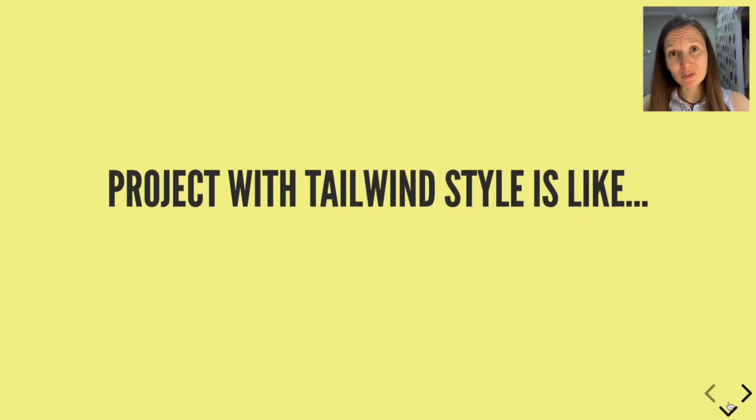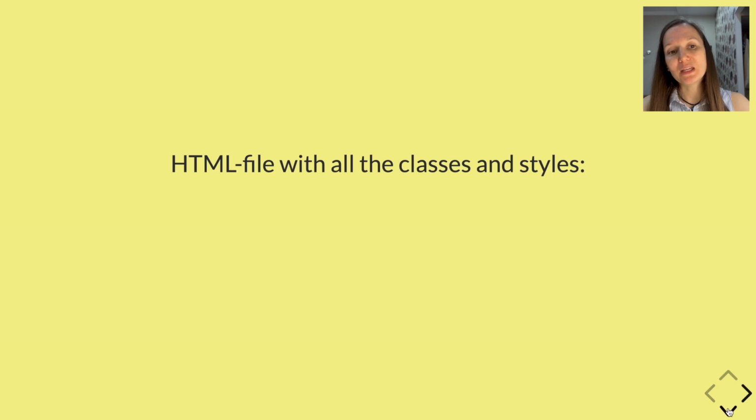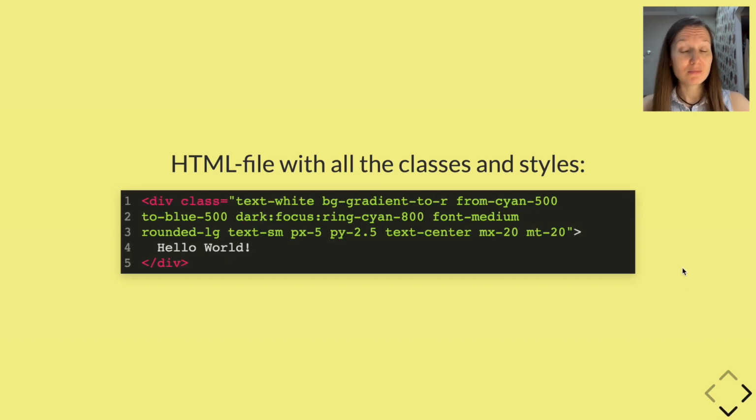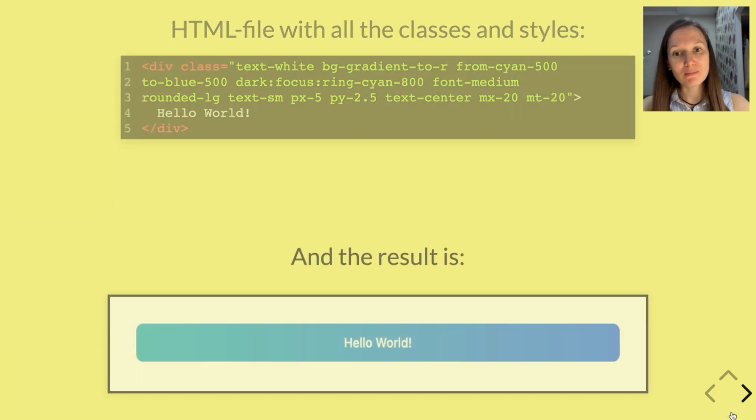This is the normal system for styling your project. And when we talk about Tailwind, we have an HTML file with classes, but we don't have a CSS file. In our HTML, we have classes where each one actually works with only one style property. So kind of the same, but different.